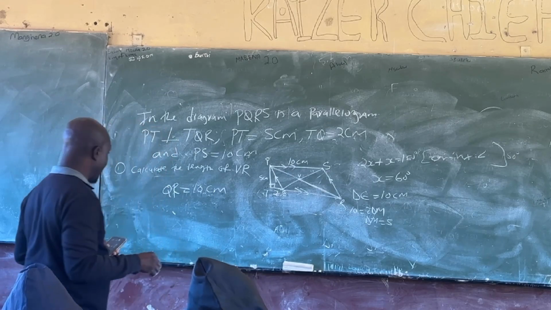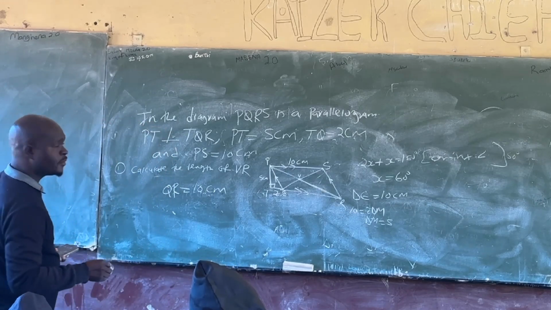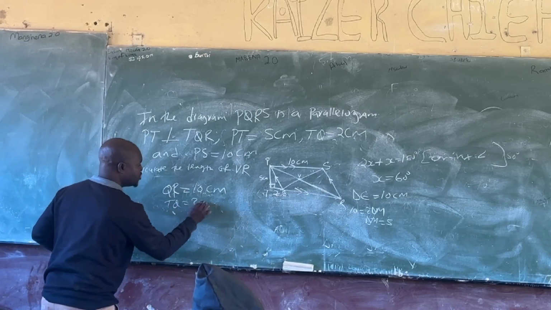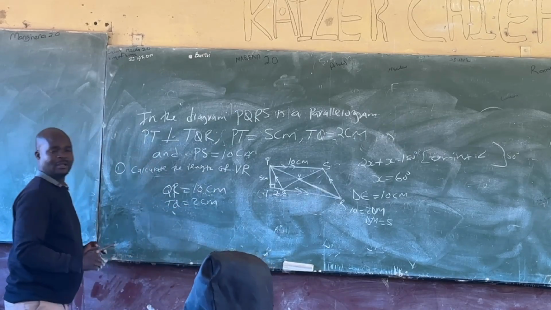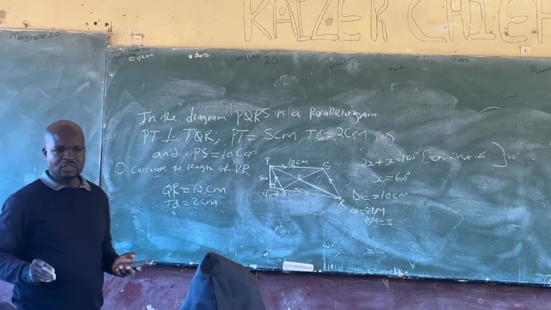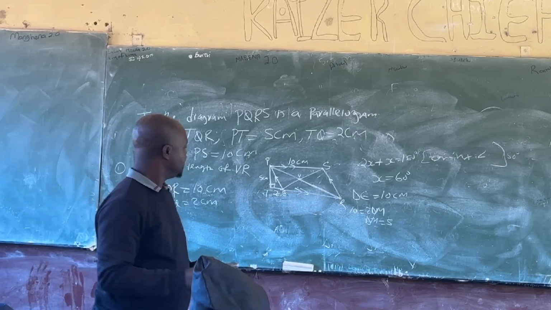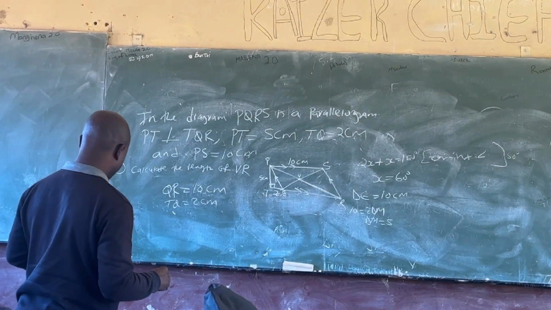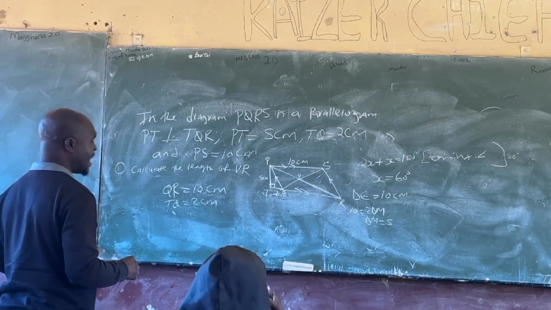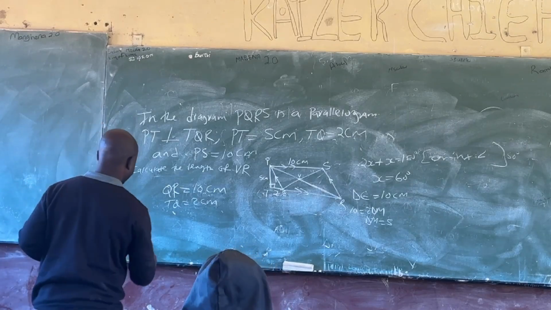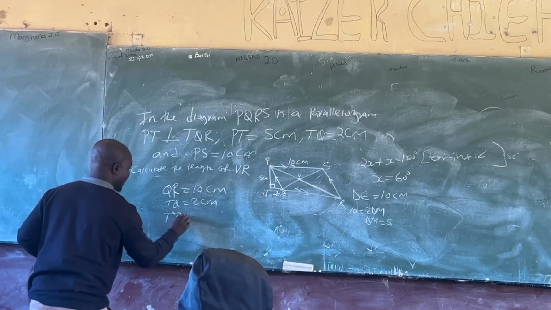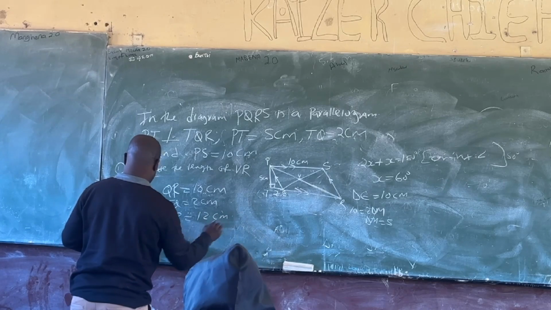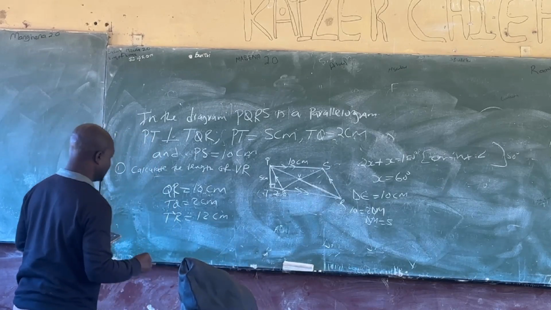Then you see now we have given stuff. The given stuff is what? TQ and then 2 centimeter. You write given. This one is given. And then TQ is 2 centimeter, which is given. What is the size of TR now? 10 centimeter. This is 12 what? Centimeter. And then 12 centimeter.